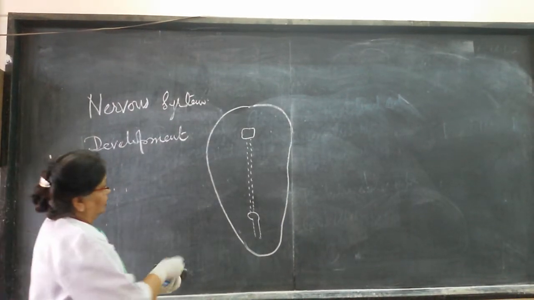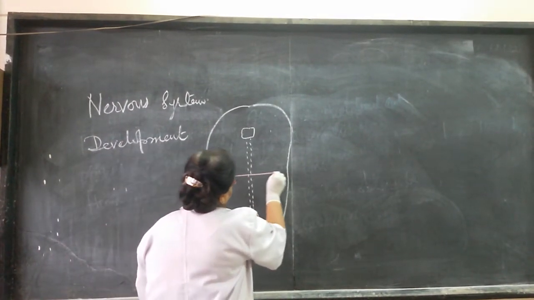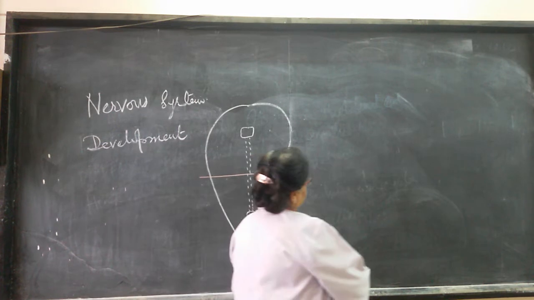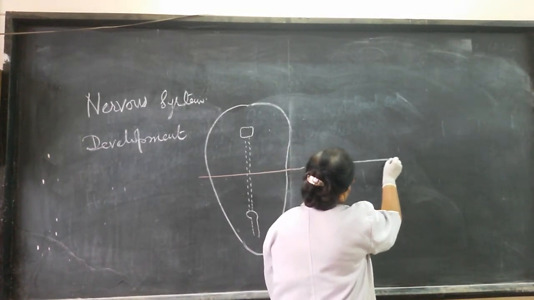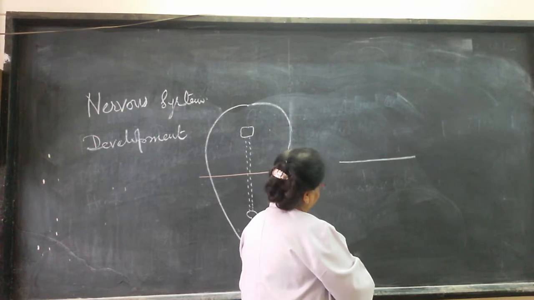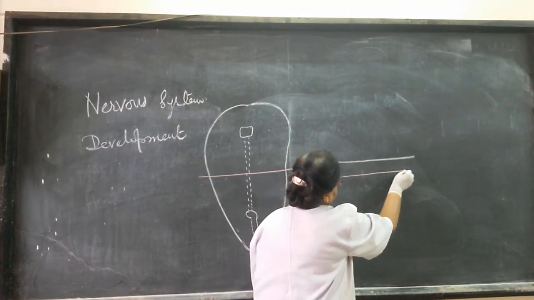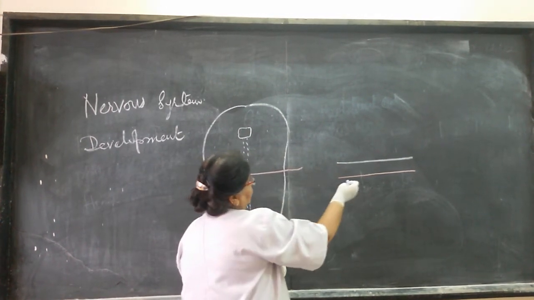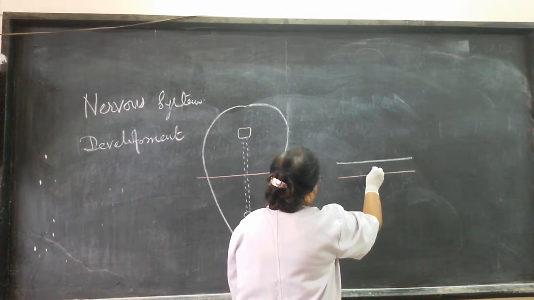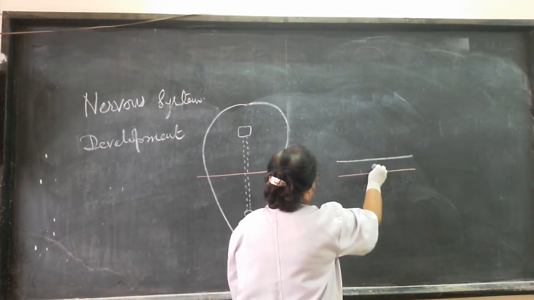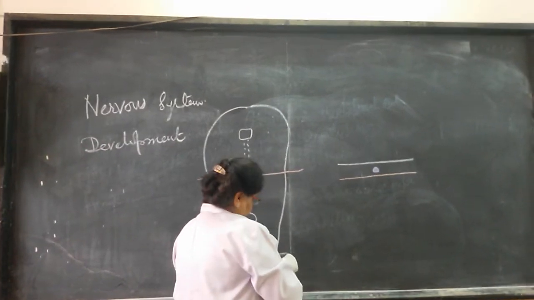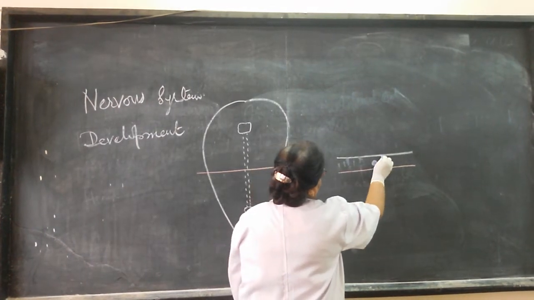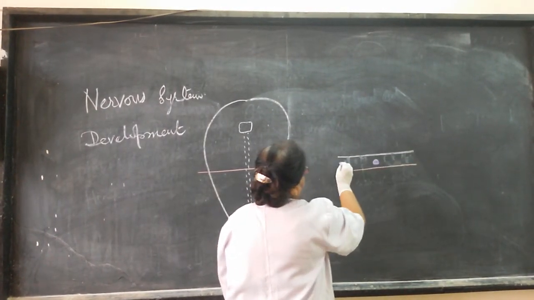Now, when we take a section of this embryonic disc, three layers are very clearly visible. The ectoderm on one side, the endoderm on the other, and the notochord, which lies in the center. On either side of this there is the mesoderm. This is the intra-embryonic mesoderm.